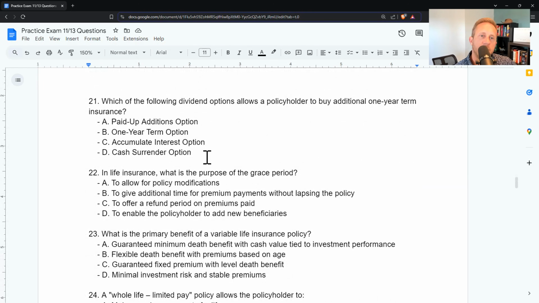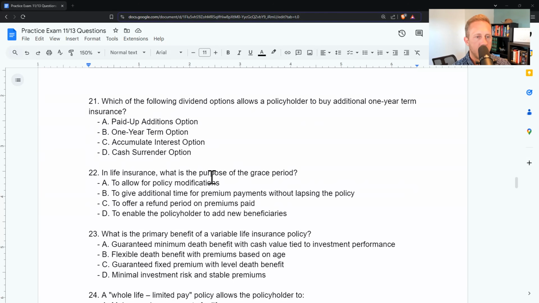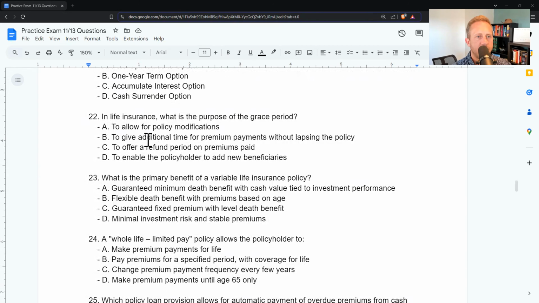Next, which of the following dividend options allows a policyholder to buy additional one-year term insurance? That is the one-year term option. Okay. In life insurance, what is the purpose of the grace period? It is to give additional time for premium payments without lapsing the policy. Okay?